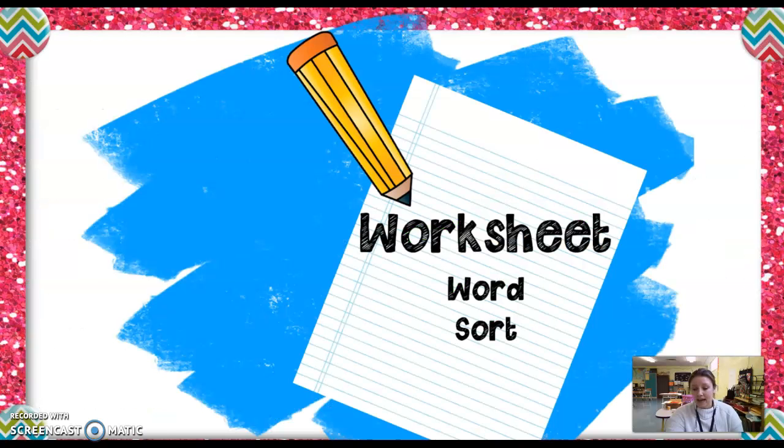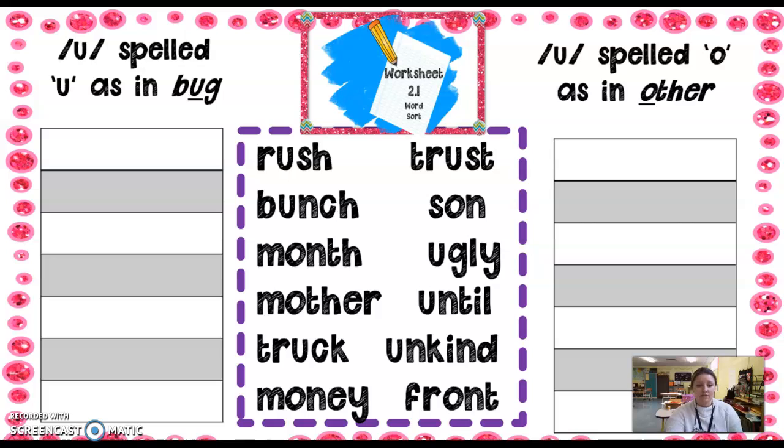We're going to take a peek at a word sort and ask ourselves, which words use the letter U to say uh like bug? Which words use the letter O to say uh like other? Now I can't drag and drop on this screen, but let's take a peek. Our first word is rush. Does rush use the letter U or the letter O to say uh? It uses the letter U, so it will go in the uh as in bug column.